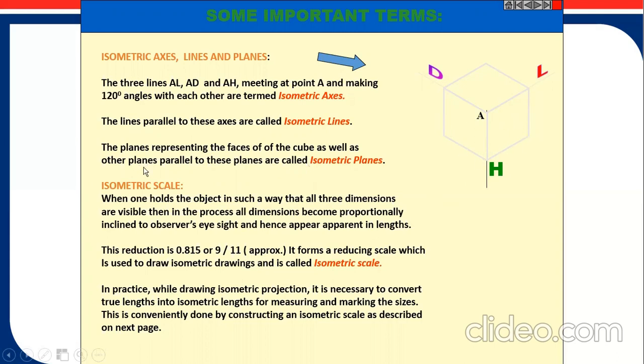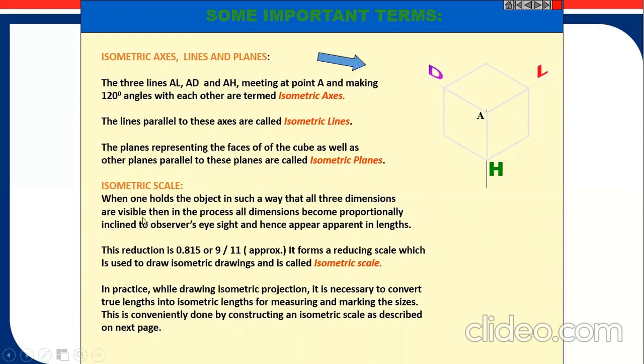The plane representing the face of the cube, as well as other planes parallel to these planes, are called isometric planes. So this one is called an isometric plane, because it is the face of the cube as well as the other planes. This side face is also an isometric plane.